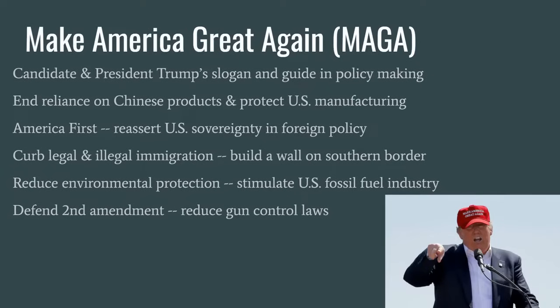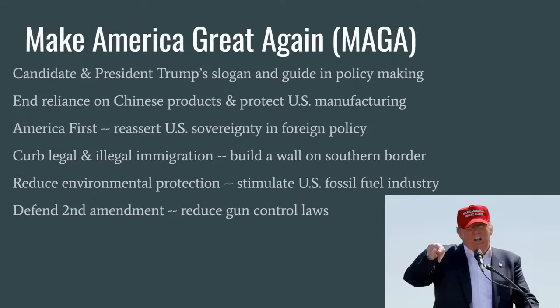And the final term, which I debated on whether or not I should include, as I think it is pretty unlikely it will come up on an AP test anytime soon, but I thought it was important to at least give a brief summary of it because of its prevalence, and that is Make America Great Again, or MAGA for short. This was candidate and President Trump's slogan and guide to policymaking.